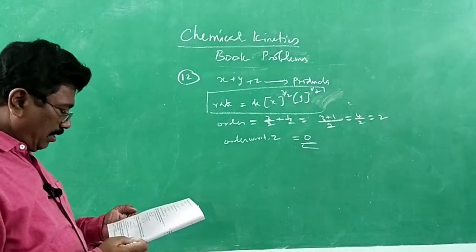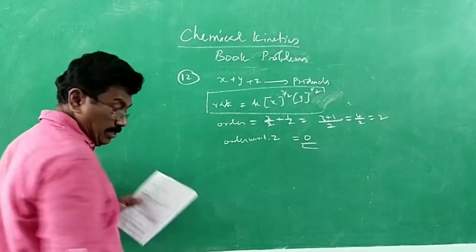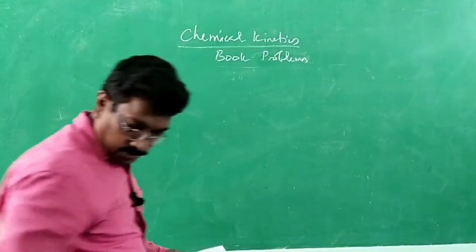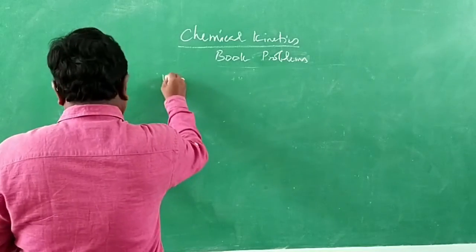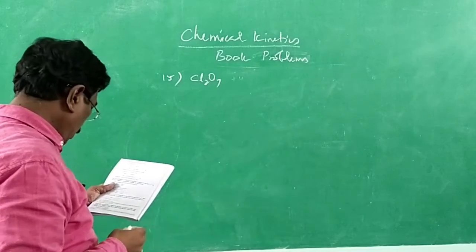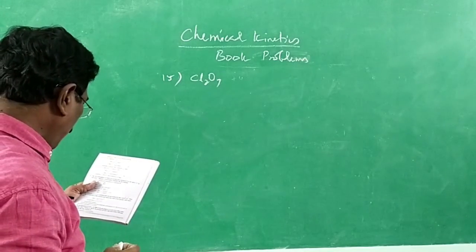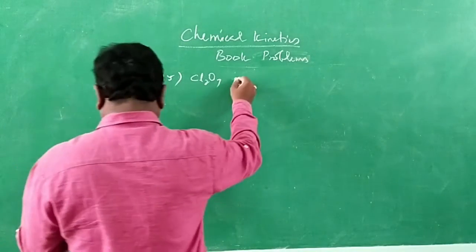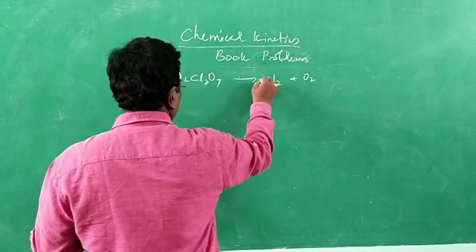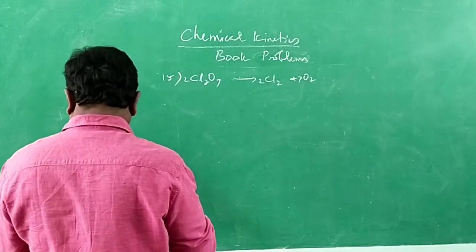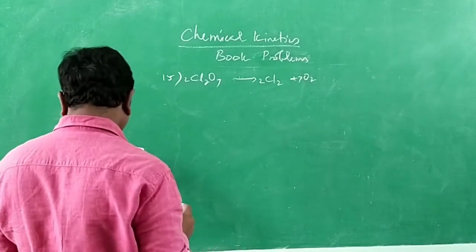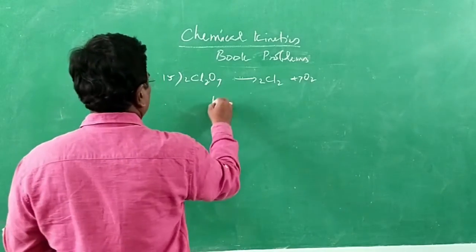All right. Then the 15th question in the book back, the 15th sum. The decomposition of Cl2O7, dichlorine heptoxide, at 500 Kelvin in the gas phase to Cl2 and O2. Let me give the balanced equation; the balanced equation will go in a different way. The decomposition of Cl2O7 to give Cl2 and O2 is a first order reaction.